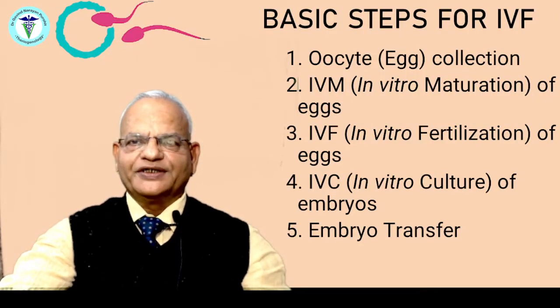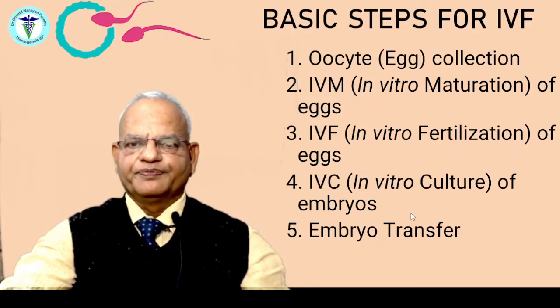Now, what are the basic steps for in vitro fertilization? The basic steps involve oocyte collection, the in vitro maturation of the eggs, the in vitro fertilization of the eggs, and then in vitro culture of the embryos or the presumptive zygotes, and then the embryo transfer, right?